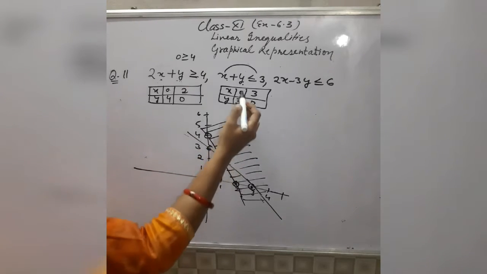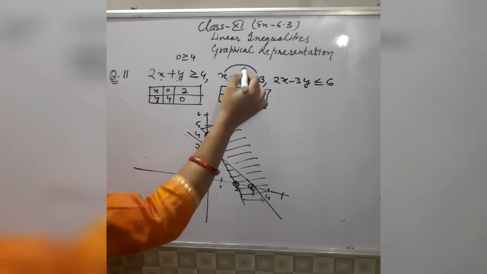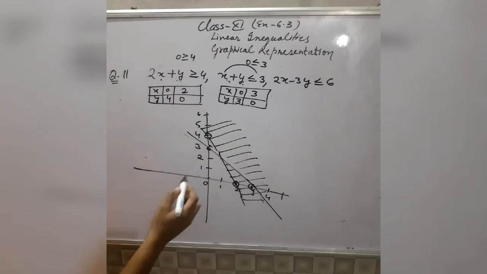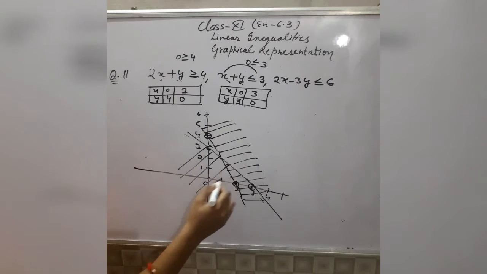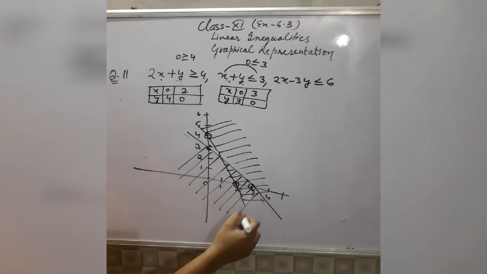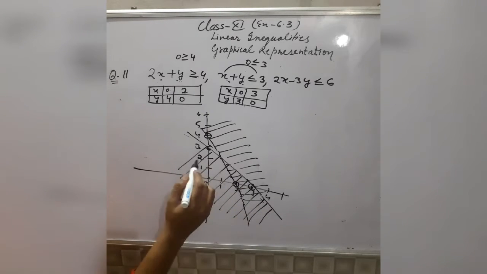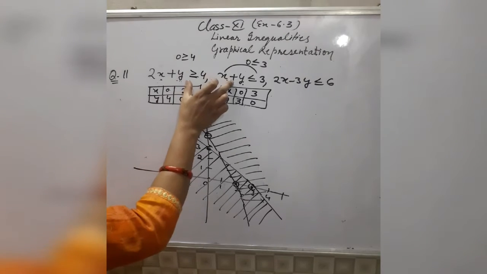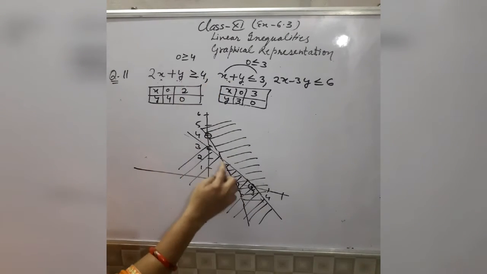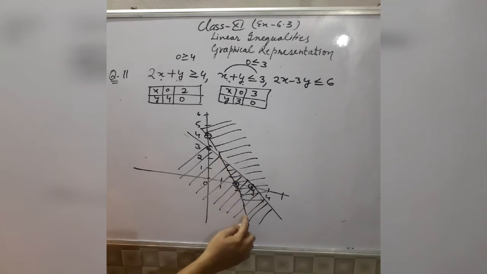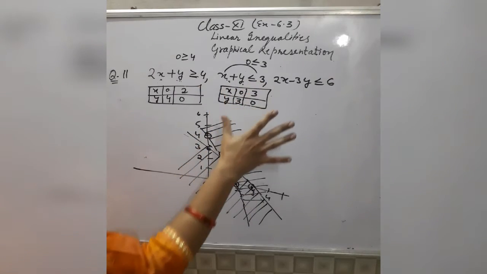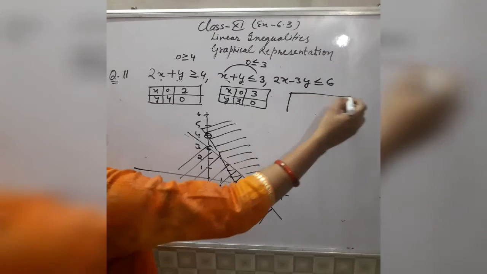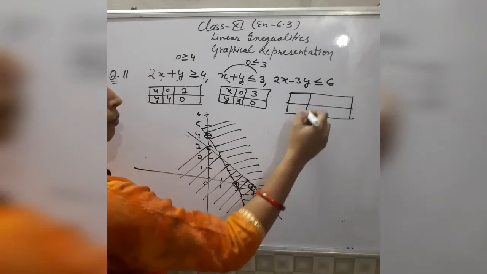Now for the shaded region here, you put 0 0 in place of x and y, then you will get 0 is less than or equal to 3. This result is true, that's why you will shade this region. The shaded region will be towards the origin. So this second linear inequality is also completed. Till now, if you see in these 2 linear inequalities, this is the common region. But we have to find the solution of 3 linear inequalities, so we will plot the graph for the third linear inequality also on the same graph.